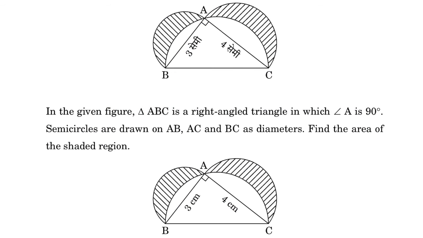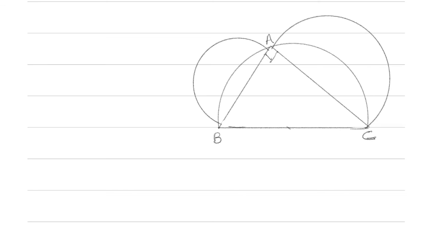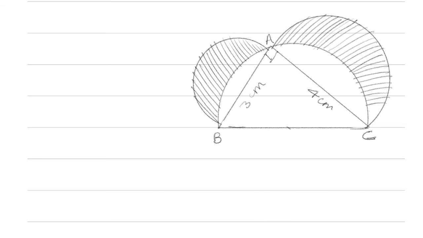Question number 31. In this question, we are given a semicircle on BC and we have a triangle ABC. This is 90 degrees. We have semicircles on AB and AC. This is 3 centimeter and this is 4 centimeter. And we have shaded parts. We have to find the area of shaded region.